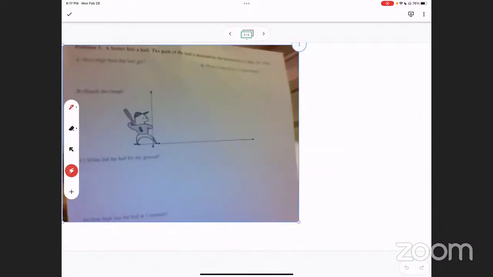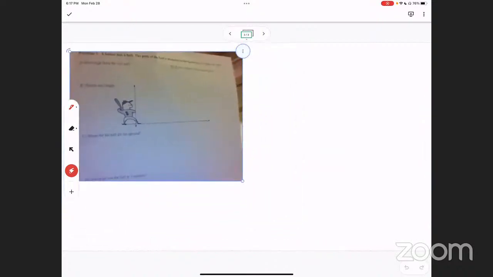Yeah. A batter hits the ball. The path of the ball is modeled by the formula. Tell me what that formula says. f of x equals negative 16 (x minus 5) squared plus 576. All right. Good hit, buddy. So your vertex is (5, 576). Good. So what's the highest it goes?